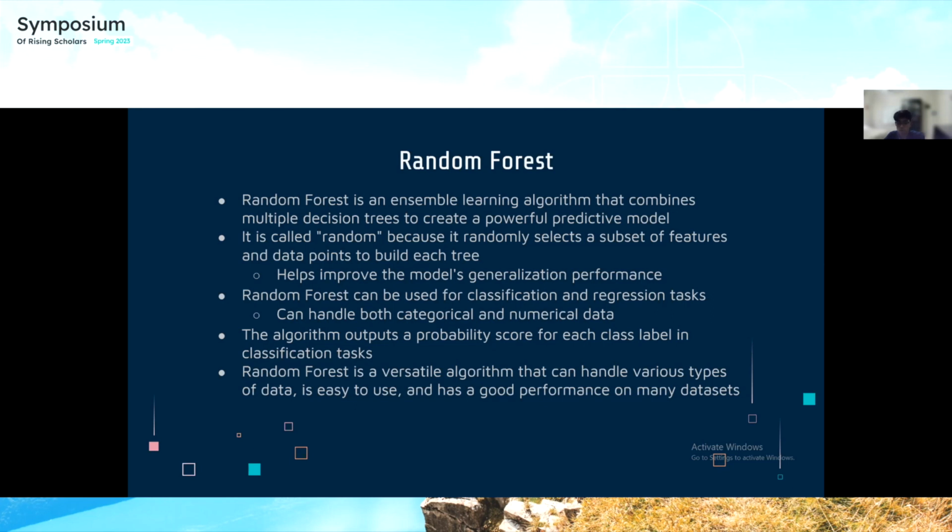And this helps improve the model's generalization performance, which essentially means that if you were to scale a random forest model to a larger occurrence, it would function quite well. The random forest can also be used for classification and regression tasks, which can handle both categorical and numerical data. And overall, it outputs a probability score, which can be used as a versatile algorithm, which handles various types of data.